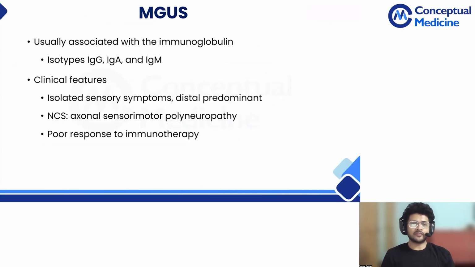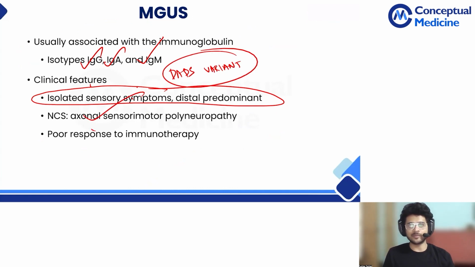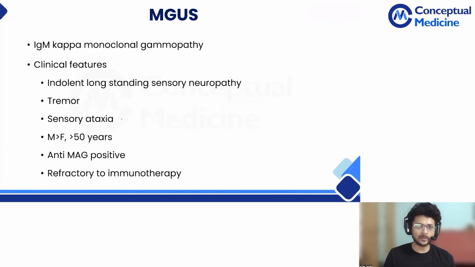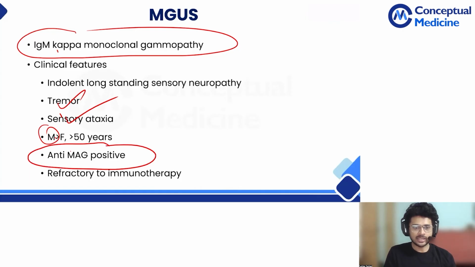Next, monoclonal gammopathy of undetermined significance. It's usually associated with IgG, IgA or IgM types of immunoglobulins. The clinical features are usually isolated sensory and distal predominant symptoms. That is basically your DADS variant of CIDP. NCS shows an axonal sensorimotor polyneuropathy, with poor response to immunotherapy, and usually it is because of an IgM kappa monoclonal gammopathy. The patients can have tremor, sensory ataxia, more common in males, and we already discussed anti-MAG positives. So always remember these key terms.